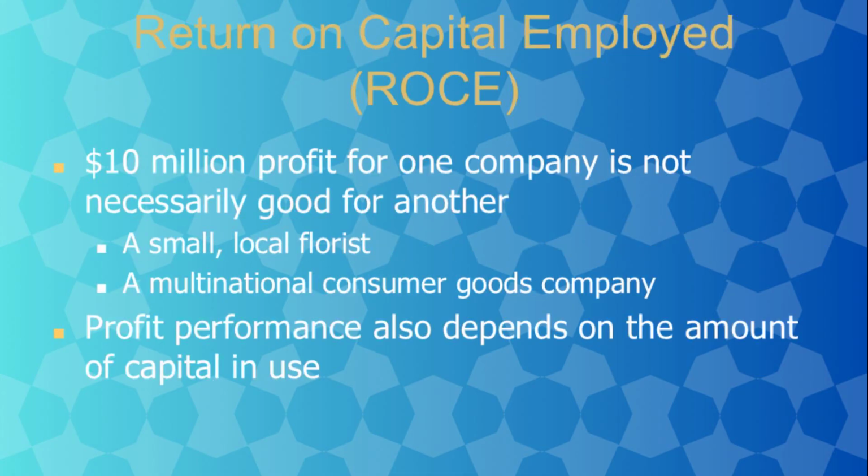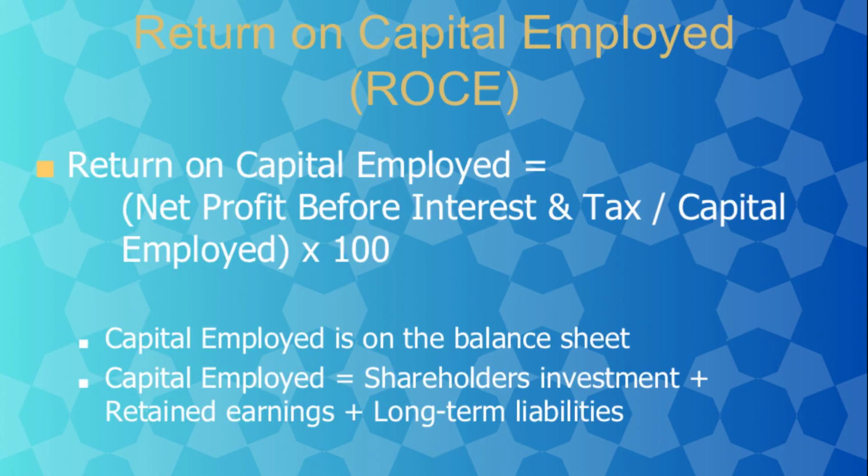A $10 million profit for one company may not be as significant for another. Profit performance depends on the amount of capital in use, whether it's a small local florist or a multinational consumer goods company. ROCE helps us understand this relationship. Return on capital employed is calculated by dividing net profit before interest and tax by capital employed and multiplying by 100. Capital employed includes shareholders' investment, retained earnings, and long-term liabilities, providing a comprehensive measure of profitability.